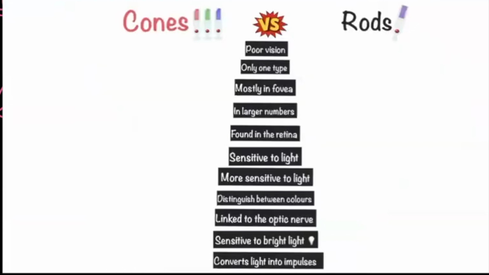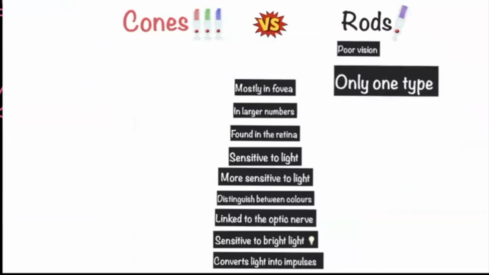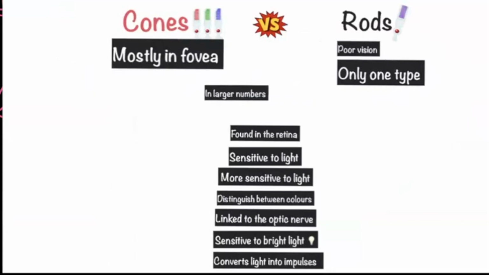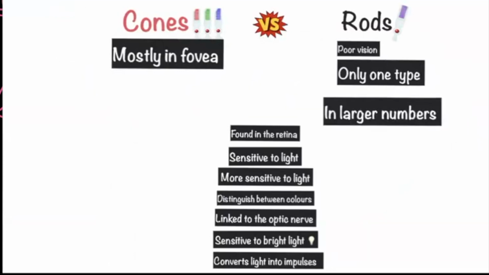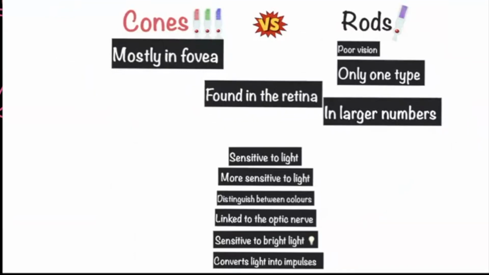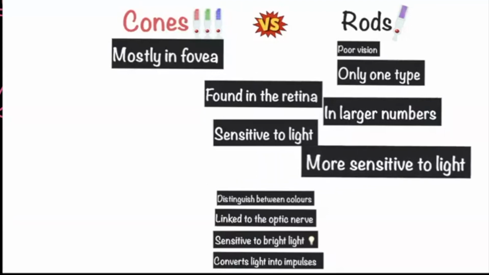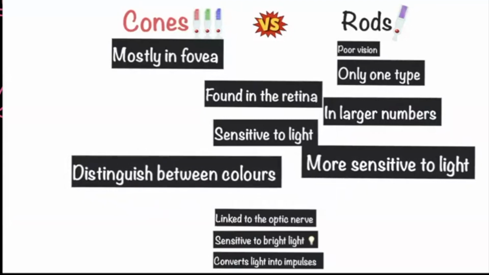Okay, so let's try to differentiate between cones and rods. Which one gives you a better image? Cones give you a way better image. Rods give you poor vision. Rods are most numerous; they are in large numbers, way more than cones. Both are found in the retina. Both are sensitive to light, but the one that is more sensitive to light is rods. Again, rods can detect very, very little light. To distinguish between colors, you would need your cones.